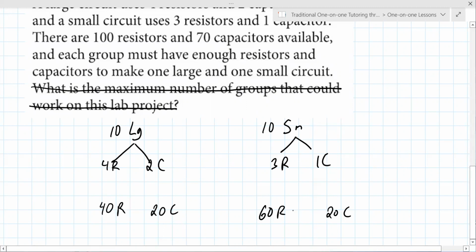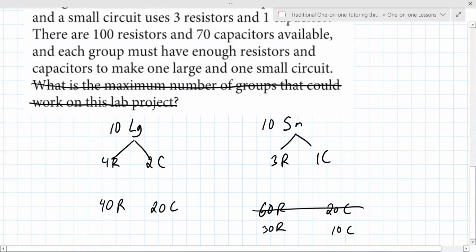With the 10 and the 10, we've already got that done. So it'd be like 30 resistors and 10 capacitors. Okay, but our total would be 40 and 30, that's 70, 20 and 10, that's 30 capacitors. So do we have room left over? Have we used up all of our resistors and all of our capacitors? There's still some left. There's still some left, yeah.